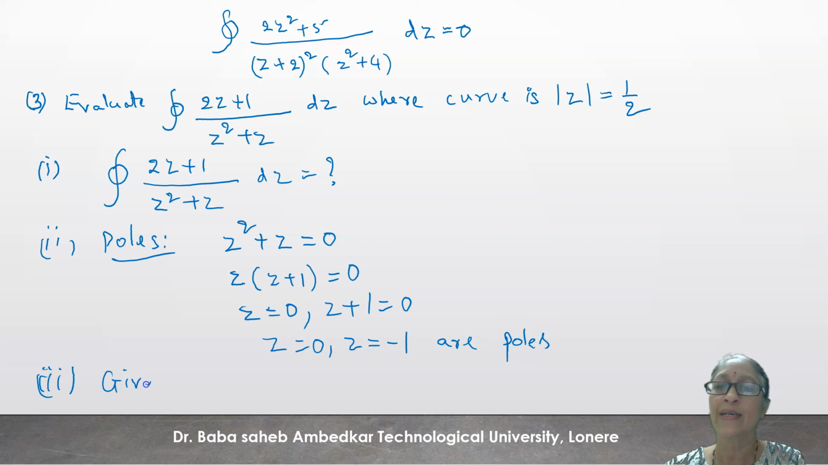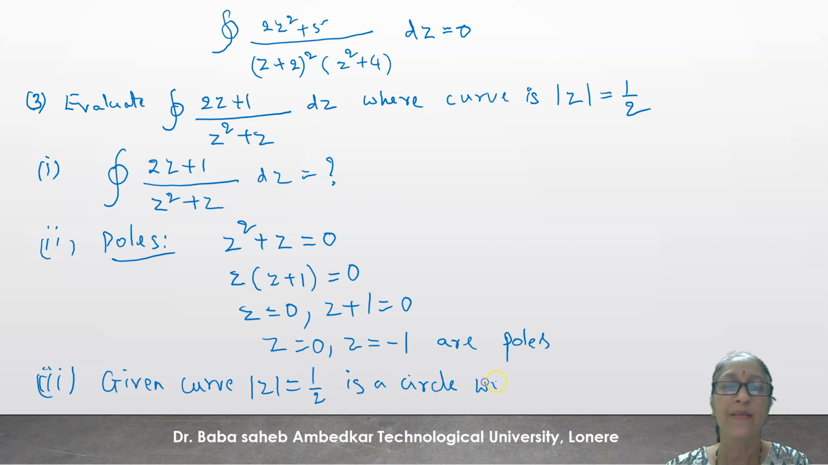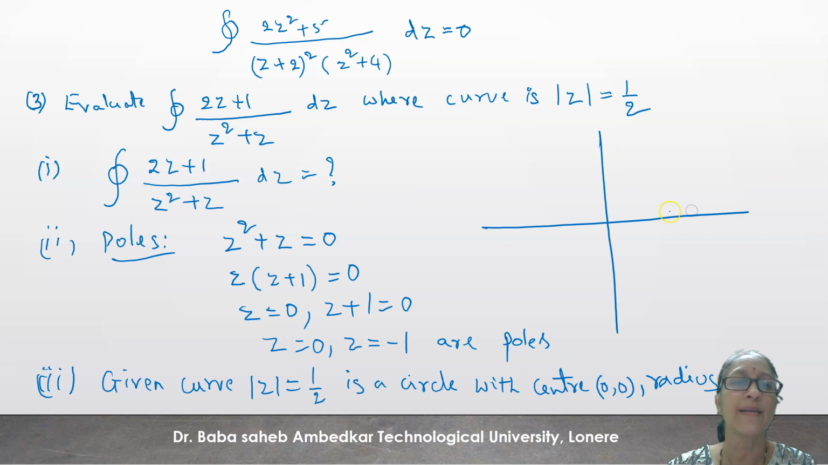What is this given curve? The given curve mod z equal to half is a circle. Already we have seen in our previous example. The curve is a circle with center at the origin and radius 1 by 2. So if you plot that circle, let us plot that circle. Here this is 1 by 2, radius 1 by 2.